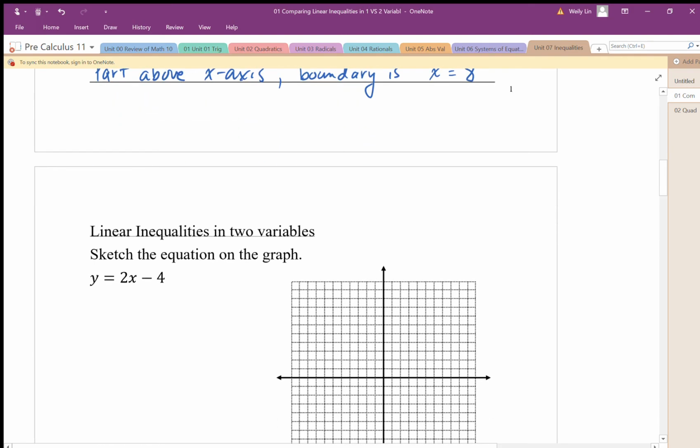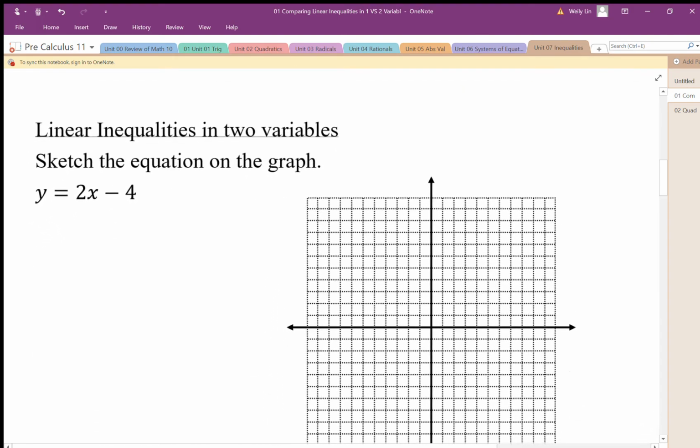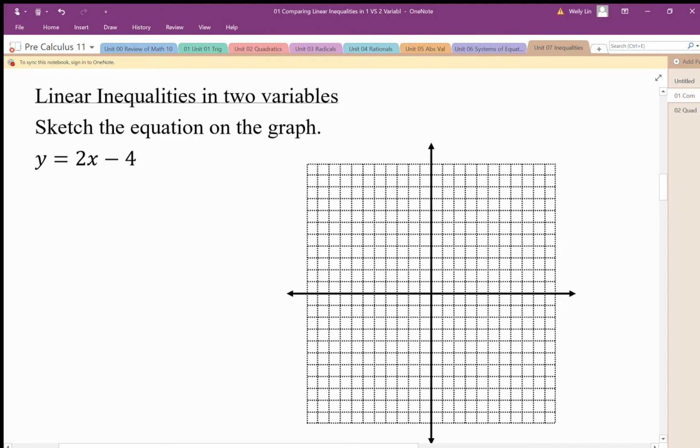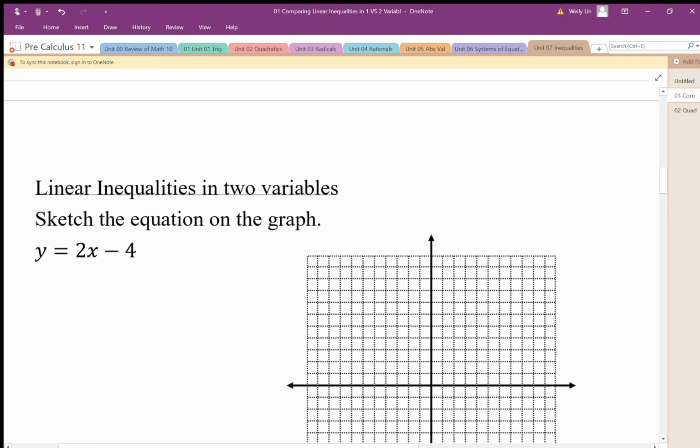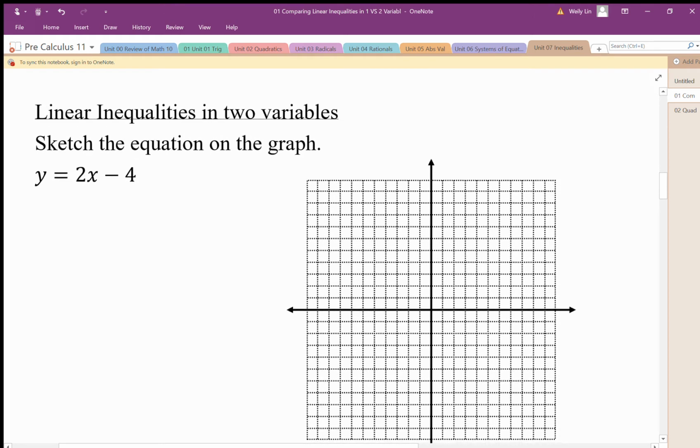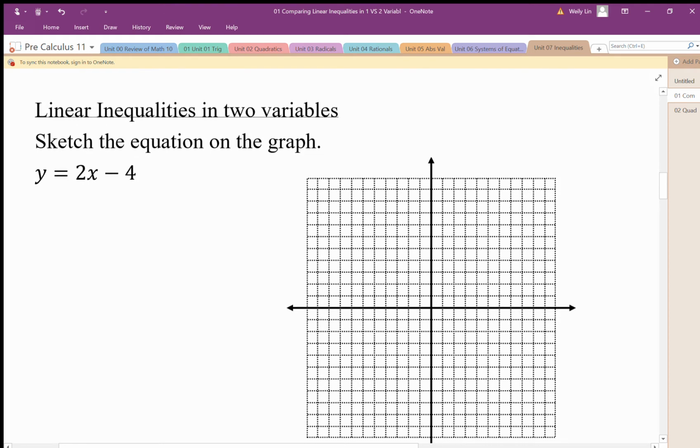Okay, so then that lets us move to linear inequalities in two variables. What is the difference between a two-variable inequality and a one-variable inequality? Well, with two variables, we're going to start with x and y. So we have y equals 2x minus 4. I'm going to graph this.